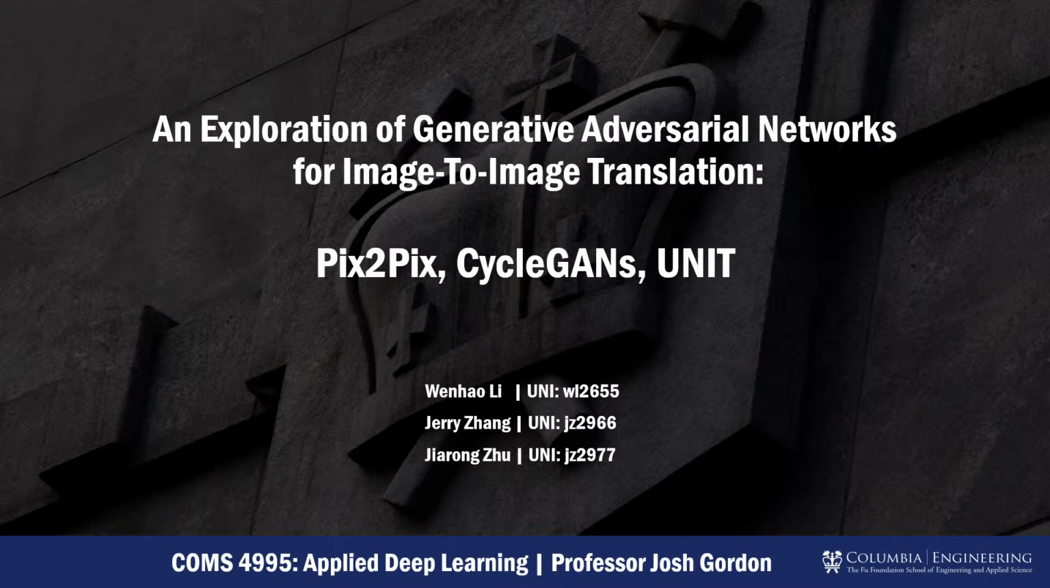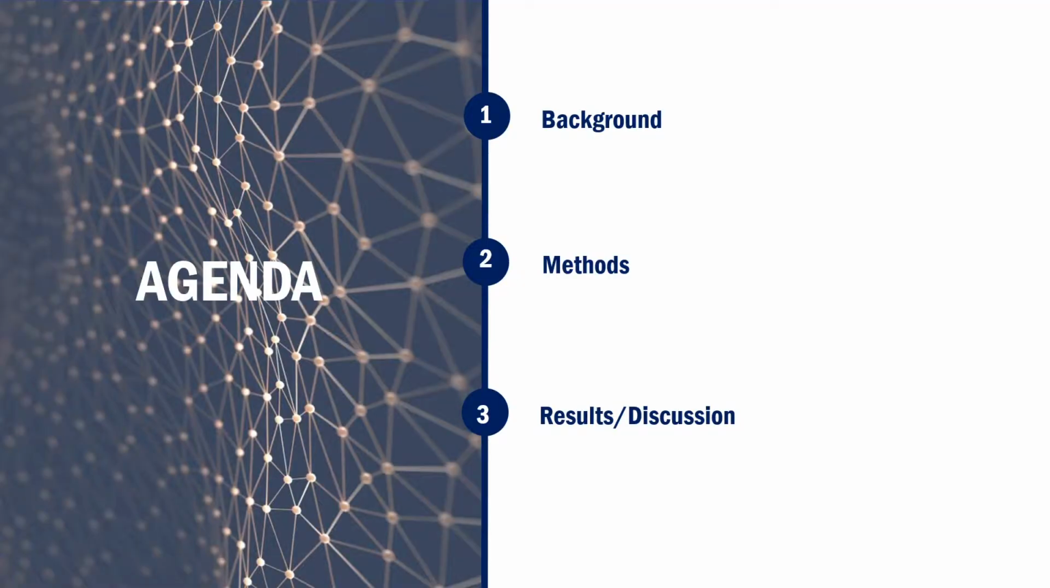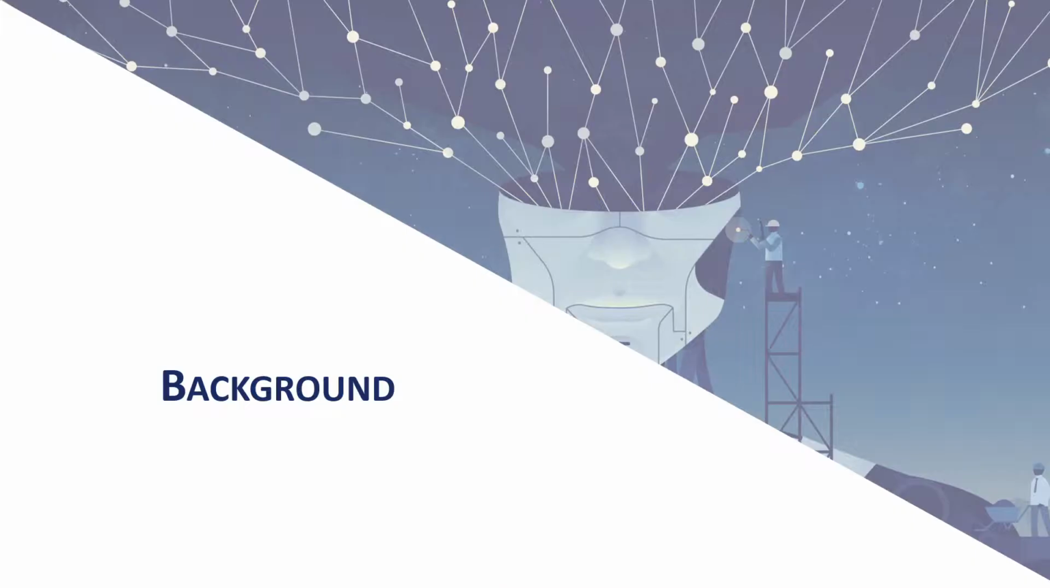An exploration of generative adversarial networks for image-to-image translation. Specifically, we'll be focusing on the frameworks of Pix2Pix, CycleGANs, and UNIT. We'll be discussing a background of GANs, as well as a theoretical perspective on Pix2Pix, CycleGANs, and UNIT, and the results that we achieved with our respective networks and models.